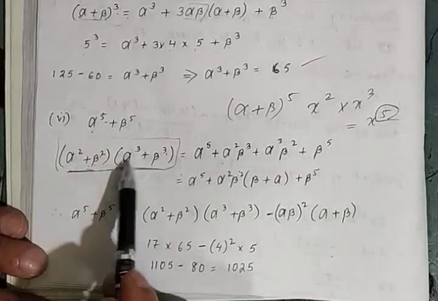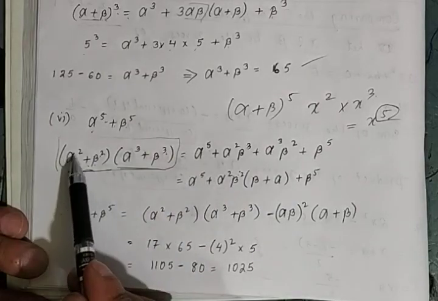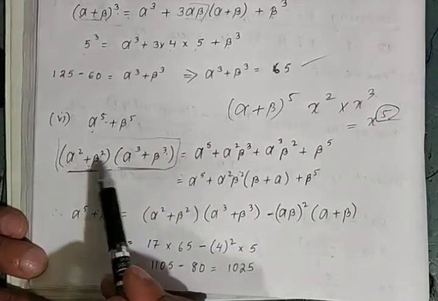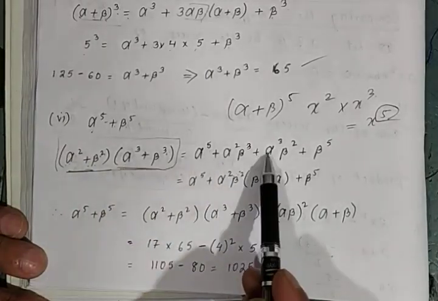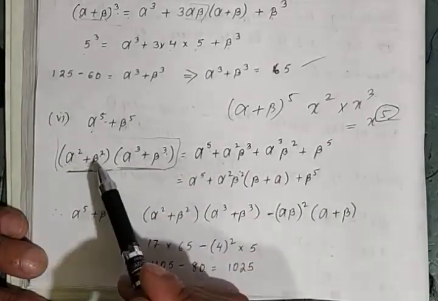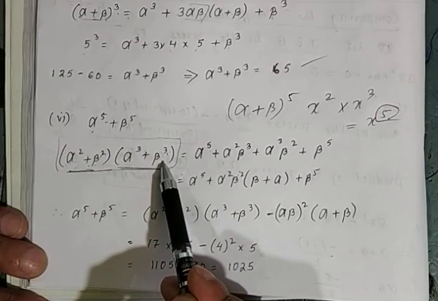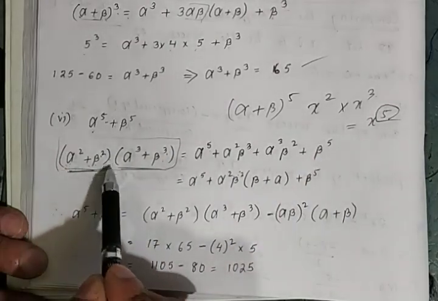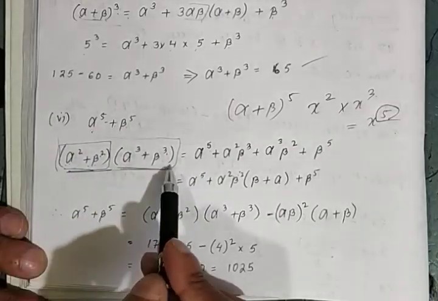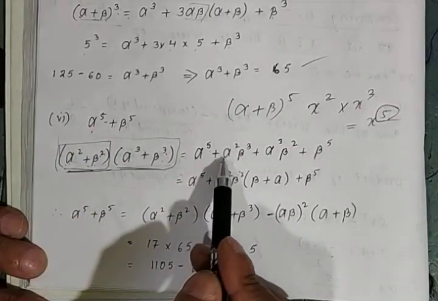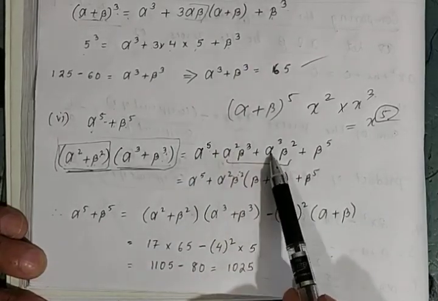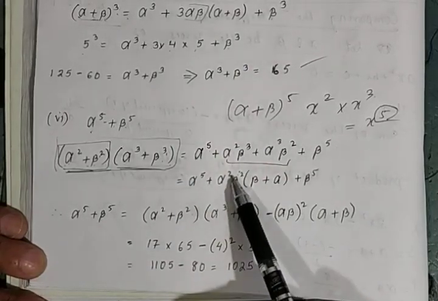Alpha square with alpha cube is alpha to the power 5. Now alpha square with beta cube is alpha square beta cube. Now beta square with alpha cube is alpha cube beta square. Beta square with beta to the power 3 is beta to the power 5. Now you check, this value I have. Now this one as it is. In these two there is something common. You check. Alpha square I have here, alpha cube I have. That means alpha square is common.